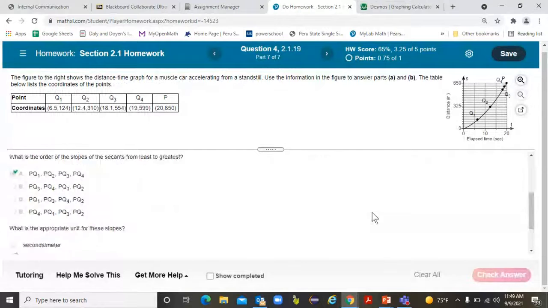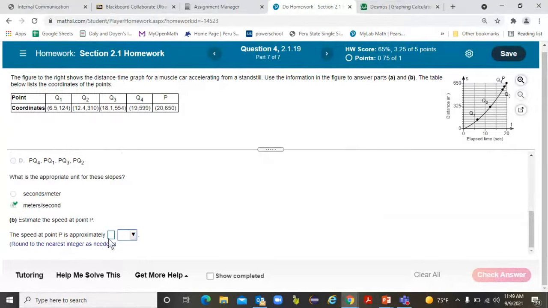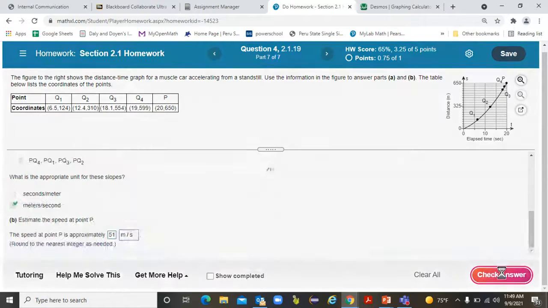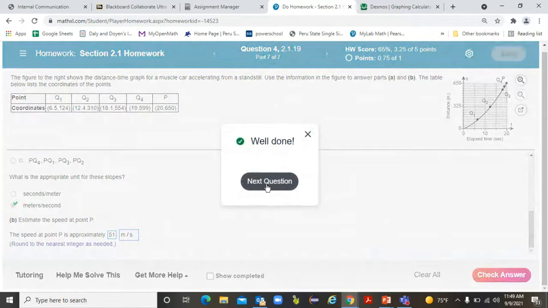That was, it just asked kind of, what would you estimate? Yeah, so the speed, like I said, it seemed like it was really evening out there. So it was 51 from Q3 to P, it was 51 from Q4 to P, so it seems like it evened out. So I'm just going to go with, and that's meters per second. It's not meters per square second. That would be an acceleration, right? This is just meters per second. There we go.